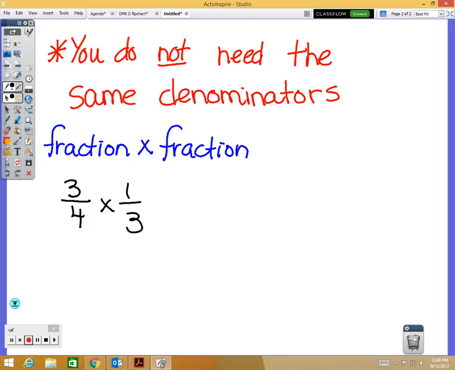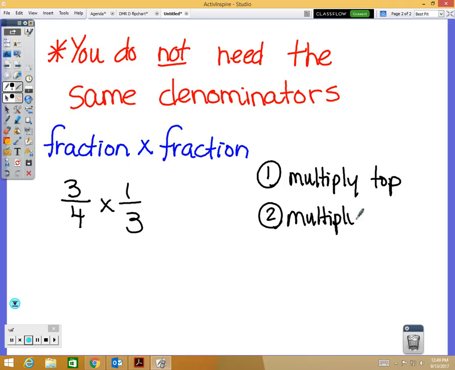Alright, so we need to first multiply the top. Then we're going to multiply the bottom. And then if we can, always, we want to see if we can simplify. Okay, there are your 3 steps. We're going to multiply straight across the top. We're going to multiply straight across the bottom. And then, if we can, we are going to simplify.